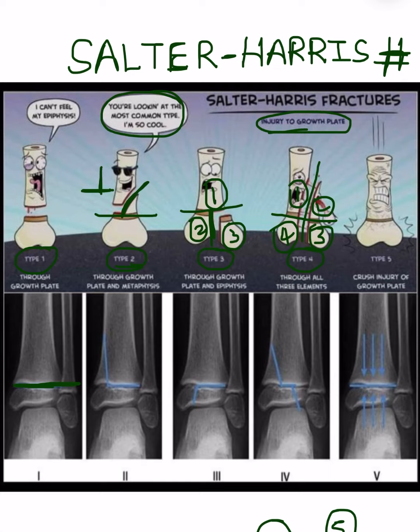And type 5 is an axial compression fracture. Due to pressure from both ends, there is a compression or crush injury of the growth plate. It is most commonly seen in a fall from a height. So the growth plate gets compressed. This is the type 5 fracture.